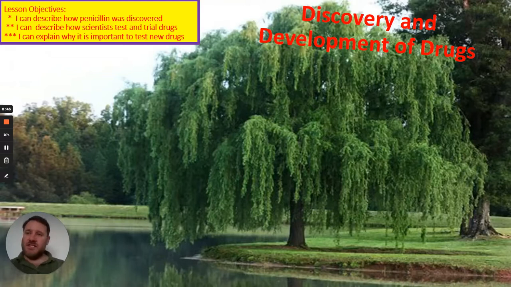So our objectives today are: I can describe how penicillin was discovered, I can describe how scientists test and trial drugs, and I can explain why it is important to test new drugs. So we'll start off with the discovery of drugs, and then we'll move on to the development of drugs afterwards.